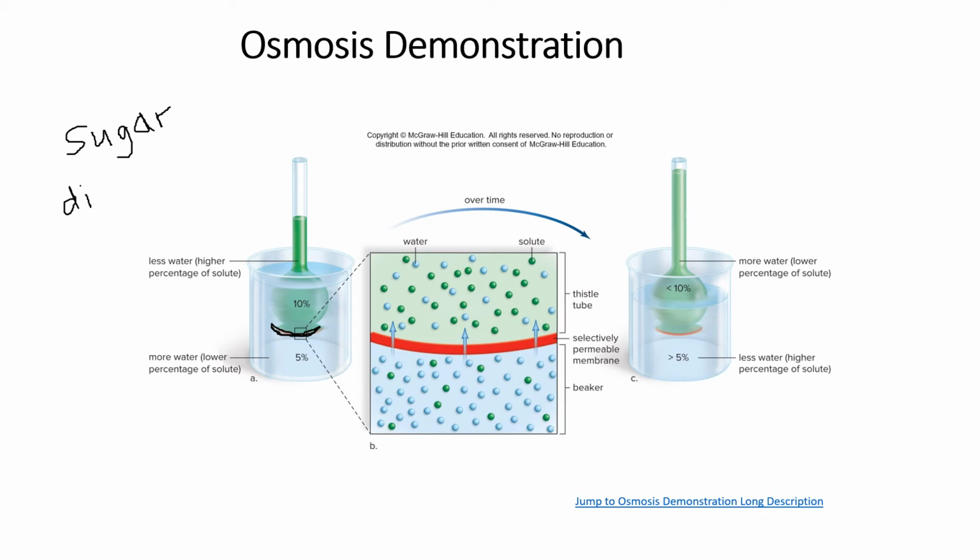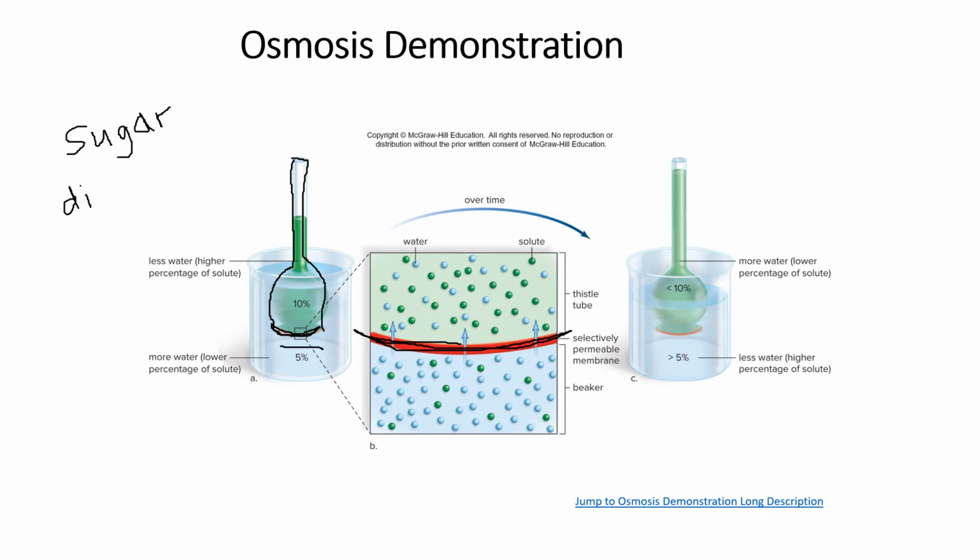And so our sugar is typically colored, and it cannot cross our membrane. But the water can, because it's small and it can cross this membrane. So they have submerged this thistle tube with the membrane at the end into a more dilute sugar solution.